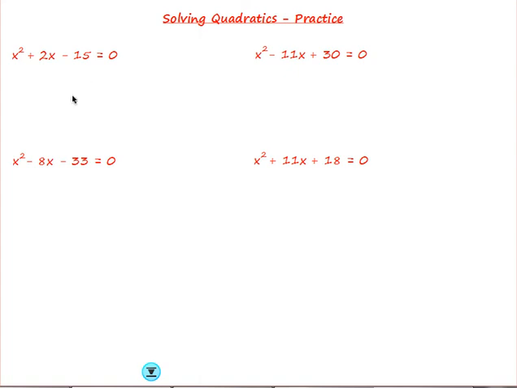All right, you've unpaused. Time for the big reveal, okay? The big reveal. The answer to this one is x equals 5 and 3. To this one, x equals -5 and -6. To this one, -11 and 3, and over here, x equals 9 and 2.